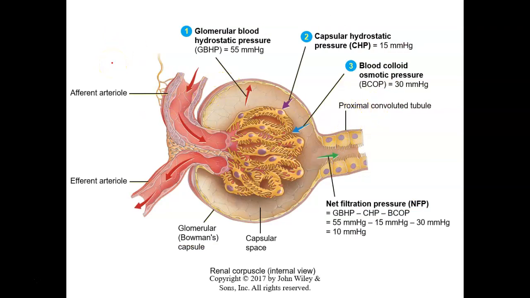Just like with the cardiovascular system, just like with the respiratory system, as far as the movement of air or the movement of blood for those respective systems, it is all based upon pressure. So too is the movement and the production of filtrate within the corpuscle. It all has to do with pressure. So, glomerular blood hydrostatic pressure.